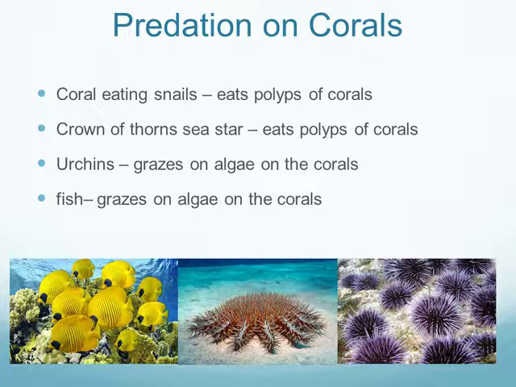Then you have urchins. They actually graze on the algae on the coral, but then as they're grazing on the algae, they tend to damage the coral themselves. So when there's an explosion of these guys, it can be very bad. And then certain fishes, like the bottom left-hand image there, those are butterfly fish, and they can do some pretty serious damage when they get too populous, I guess you can say.